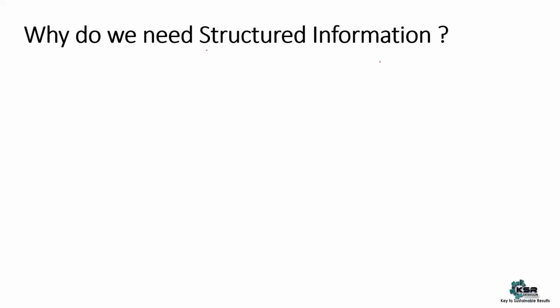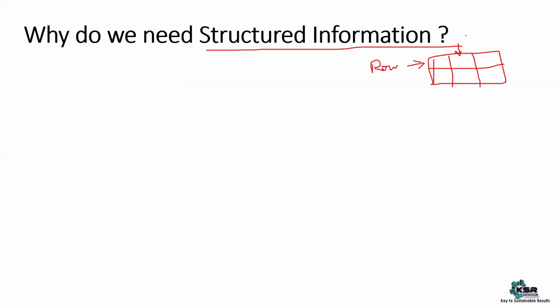Now, in terms of database, we have seen one entity, right? In terms of database, there are multiple objects. Table is one of the objects. Now, if you look at the table, it looks like this. What do you mean by this structure? This structure is called structured information. The information is clearly structured. The information is stored in row format. The information is stored in column format.